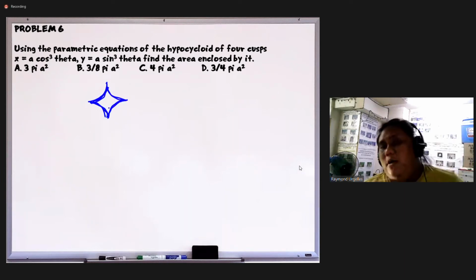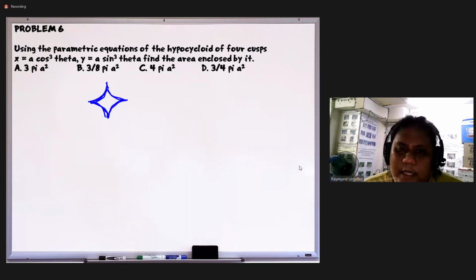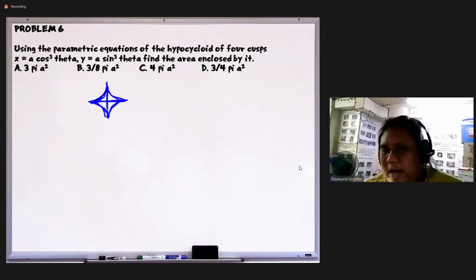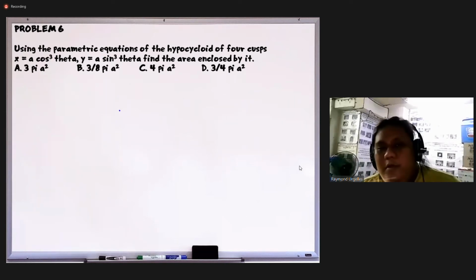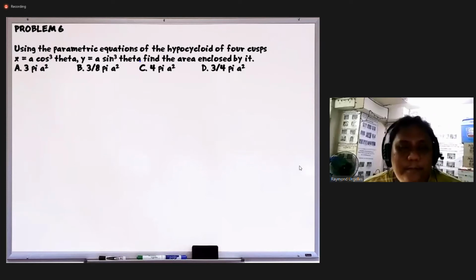Nakuha ba? So pag in-analyze nyo to, you will also get that pwede nating hatiin sa 4 na parts. So then solve lang natin yung isang part, then multiply it by 4. Diba? But again, try muna natin i-graph. So yung problem natin. Okay?